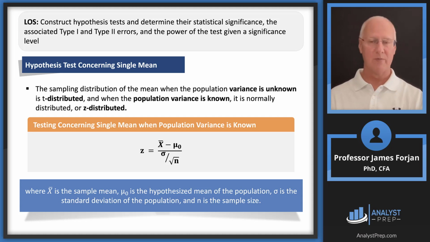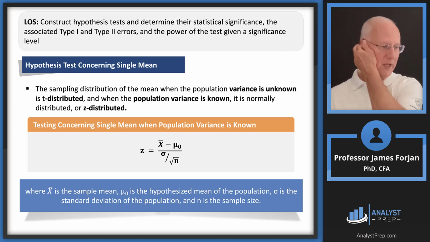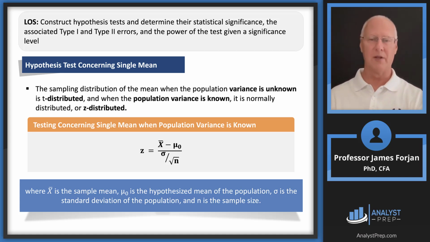Well, how many dividend-paying firms have there been since 1792? I don't know, maybe 1 billion. Probably not 1 billion, but lots and lots. So sometimes we know what the population variance is. Now, I'm going to say this: we rarely know it, but sometimes we do.